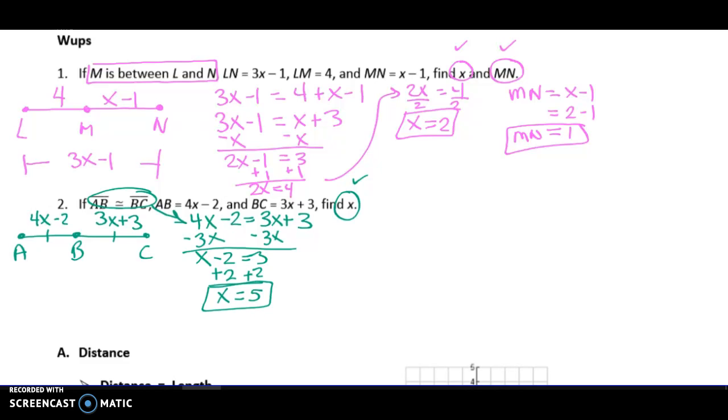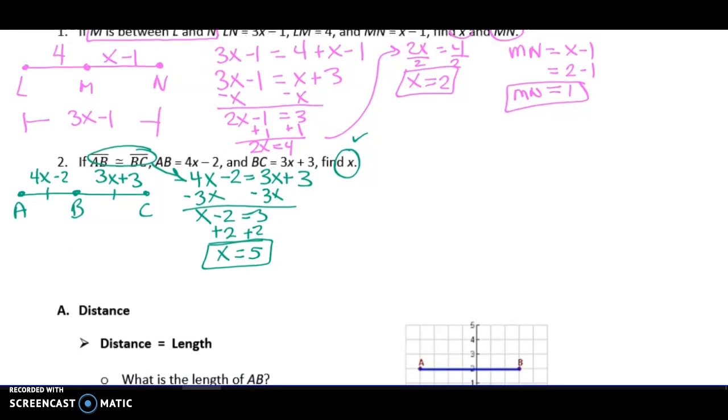If you didn't know how to do these, you just copied it down, or you had something wrong, then you needed to be seeing me to get help. So if that's the case, pause it and get help.